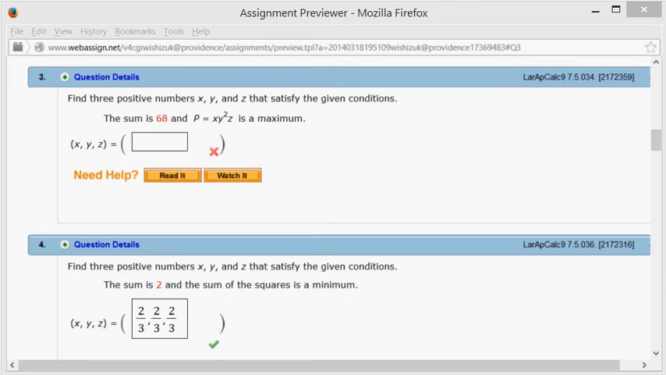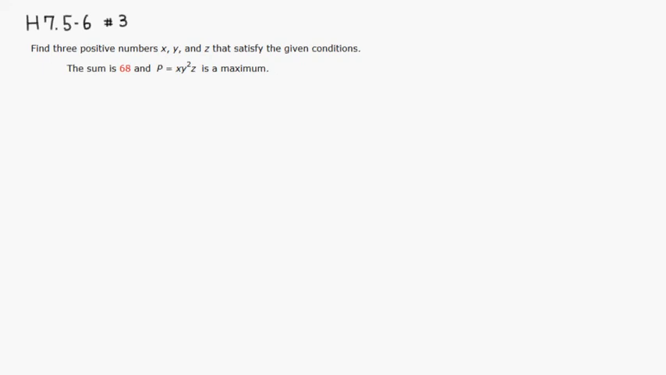Okay, let's look at homework 7.5, 7.6, problem number 3. All right, so we want to find the three positive numbers x, y, and z such that the sum is 68, and also it maximizes this P function, which is x times y squared times z. All right, so let's do that.